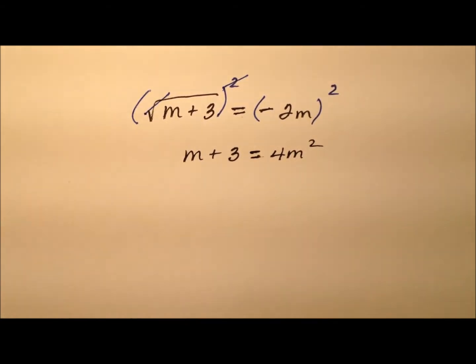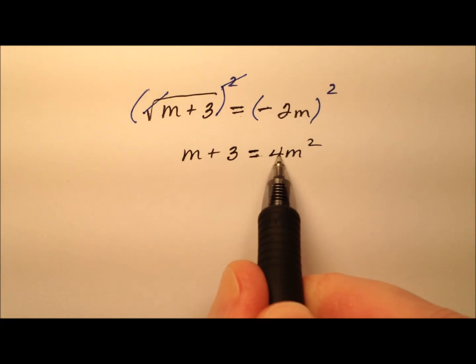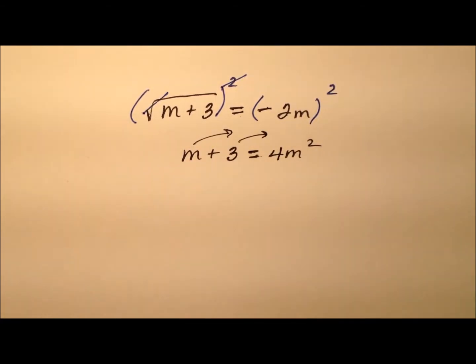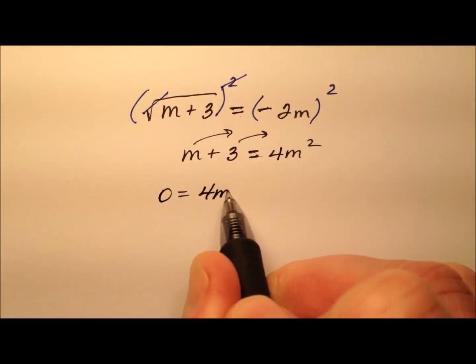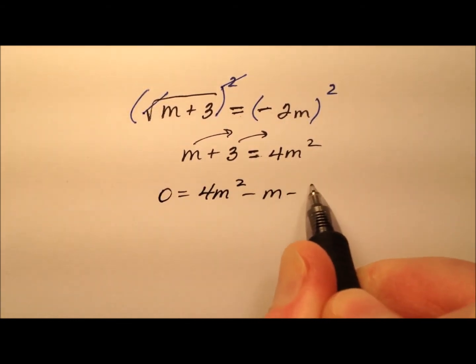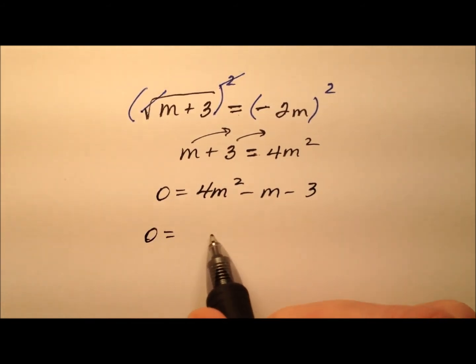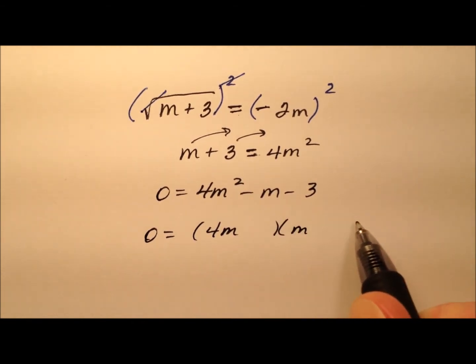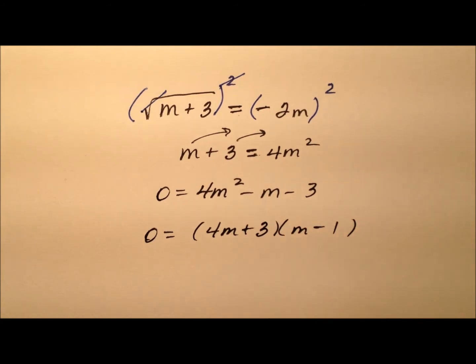Okay, it appears as though we have ourselves a nice quadratic equation. So since the 4m squared is positive on the right side, let's go ahead and move those terms over to the right side as well. So we'll have 0 equals 4m squared minus m minus 3. And it looks like this will factor nicely, so we'll go ahead and do this. It looks like we have a 1 and a 3 and a minus and a plus.